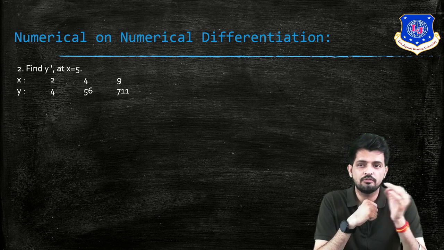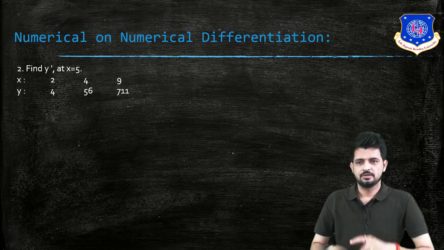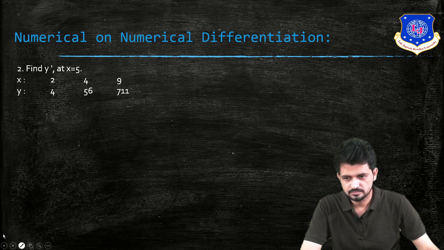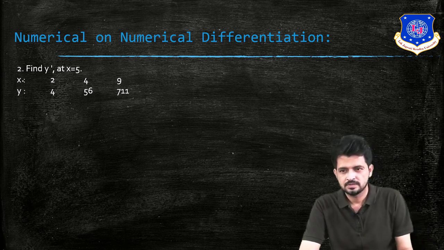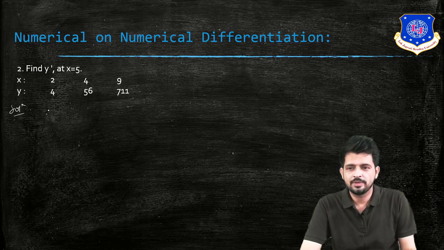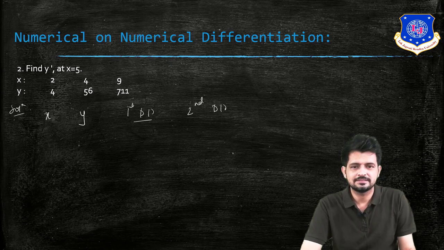Okay, so first of all we have to find y. Here we will use Newton's divided difference formula. Okay, that will be easier for you. So let us solve this. Before starting, first of all we have to make the divided difference table. So for that we have x, y, first divided difference and second divided difference.